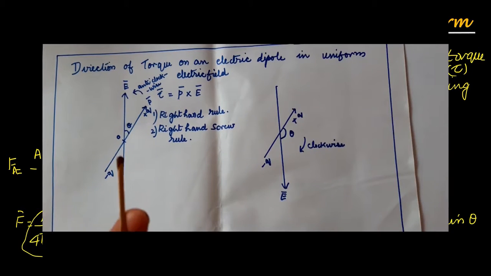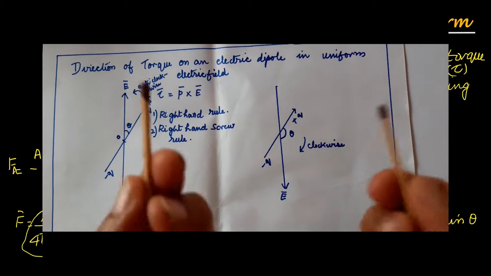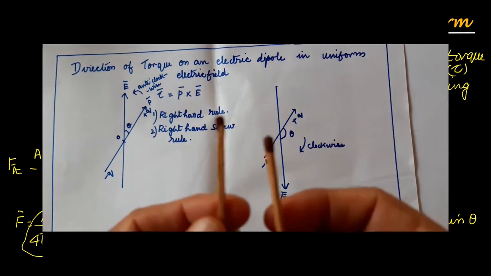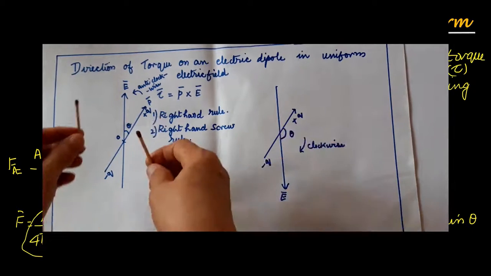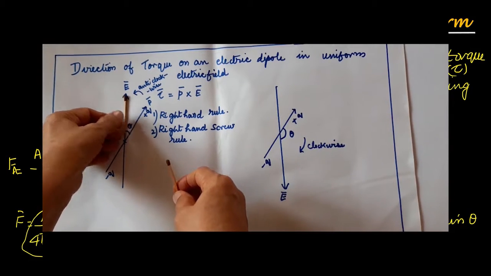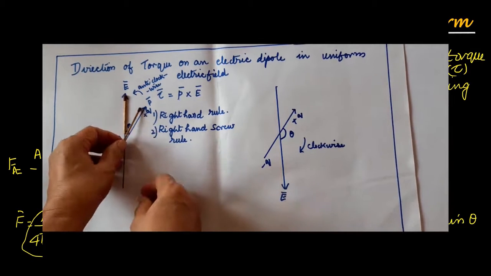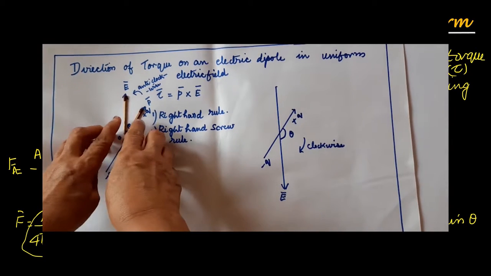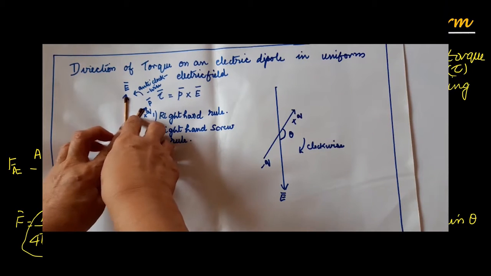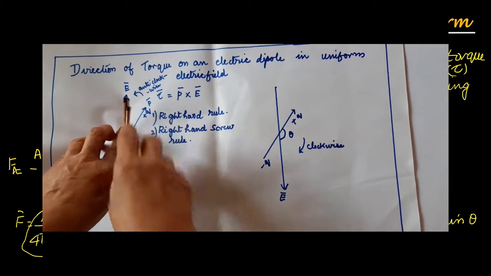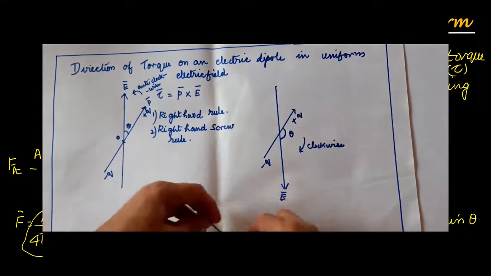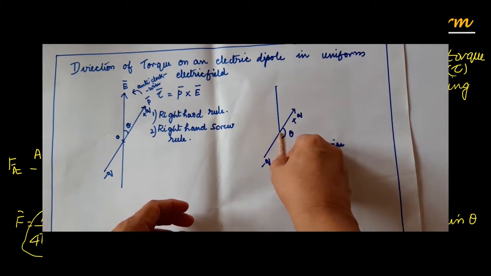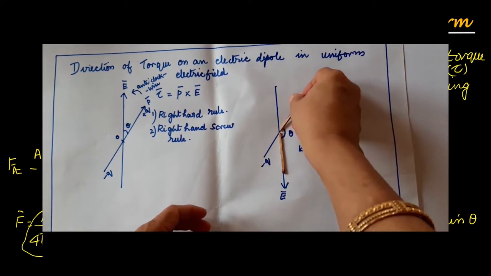Now, using these matchsticks, I will just demonstrate how the dipole rotates in uniform external electric field. Let this end represent the direction of the vectors. One matchstick is placed on the electric field direction and the other on the dipole moment direction. The initial angle between them is theta. Because of the torque, the dipole automatically rotates in the anti-clockwise direction and the angle between the two becomes equal to 0.